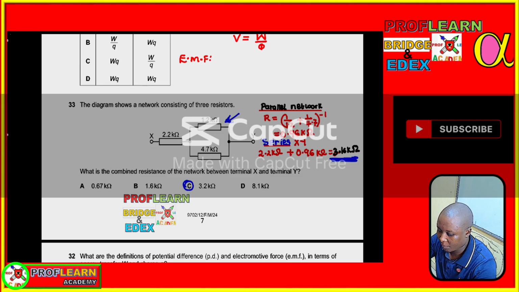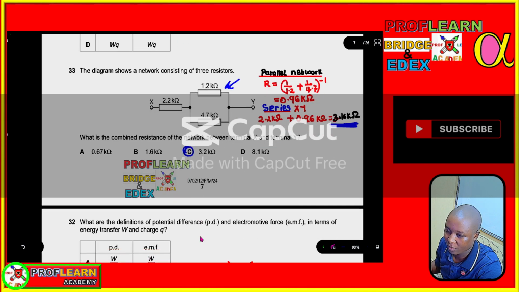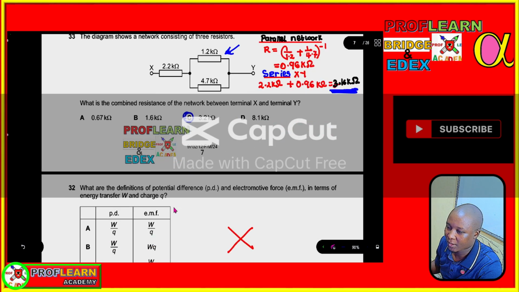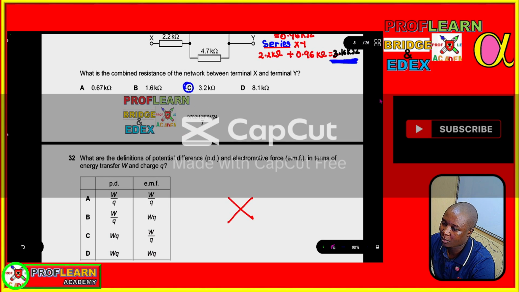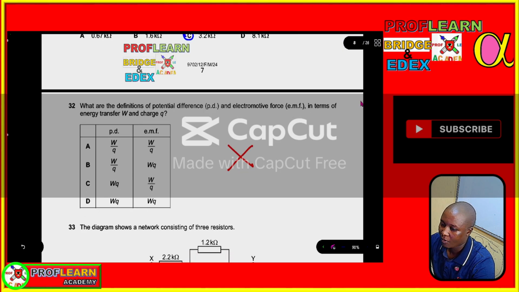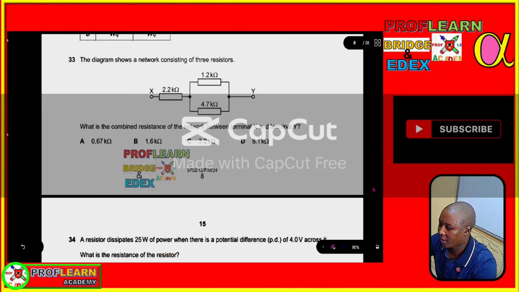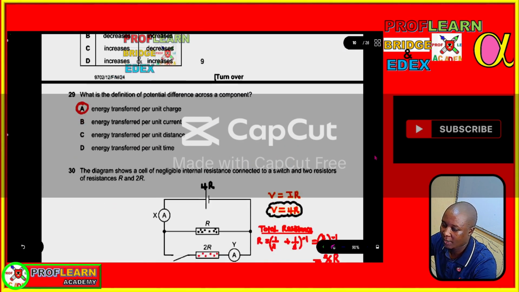Any question up to that point? We can move to the next part of the question. The combined resistance is 3.16, and when we round off, it becomes 3.2 kilo ohms. This one we have already done.